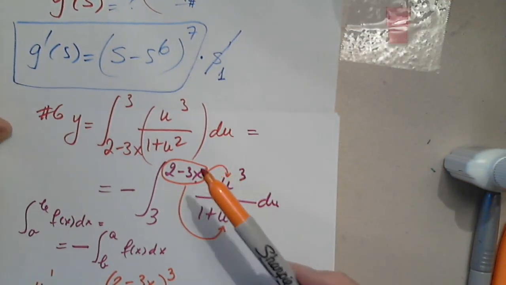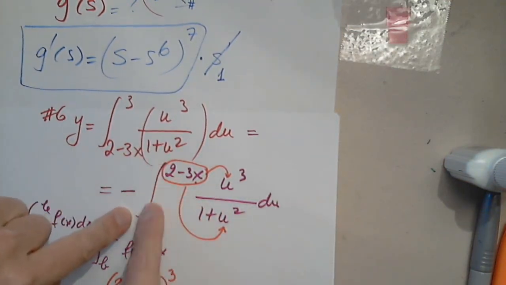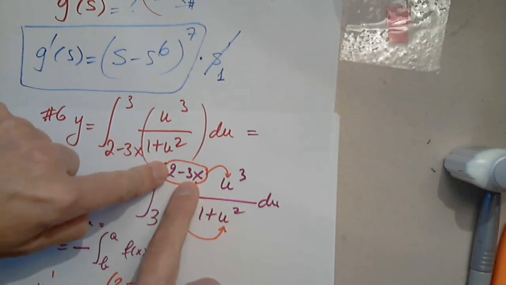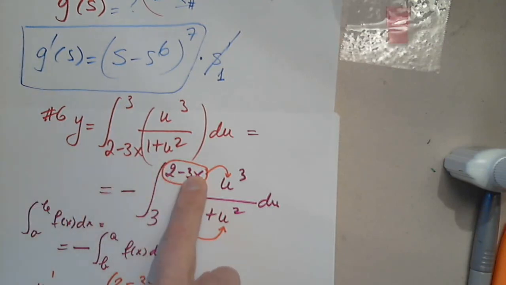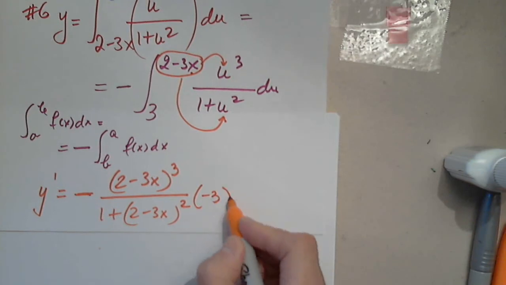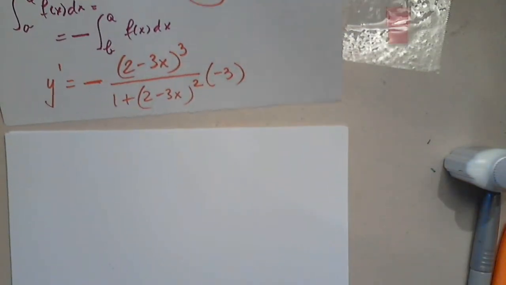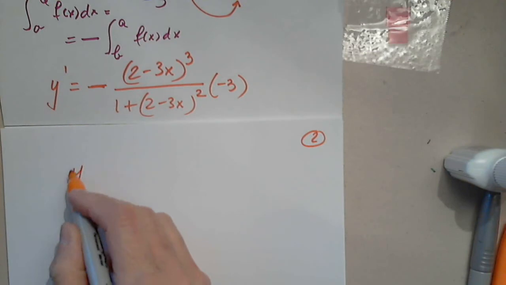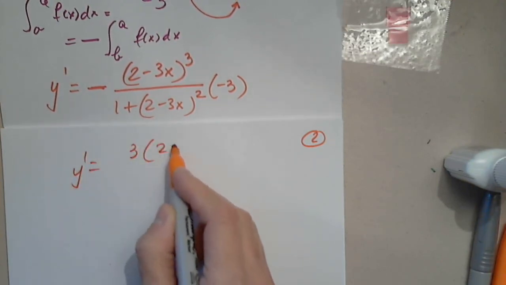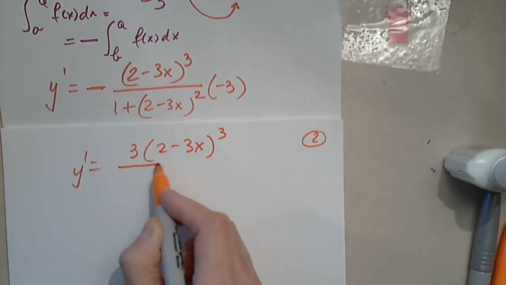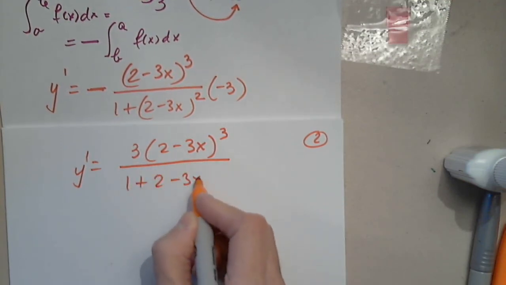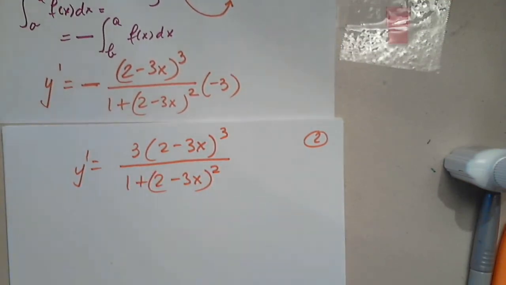So I differentiate the outer, and I got rid of the integral. But now I have to differentiate the inner. And the inner function prime is negative 3. I will cancel these two and put the 3 in front. Oops, no, this is 1. This is 2. So then y prime equals 3 times 2 minus 3x to the third over 1 plus 2 minus 3x squared. I'm hoping that you're going to keep all these notes, and when you get to that problem, then you know what to do.